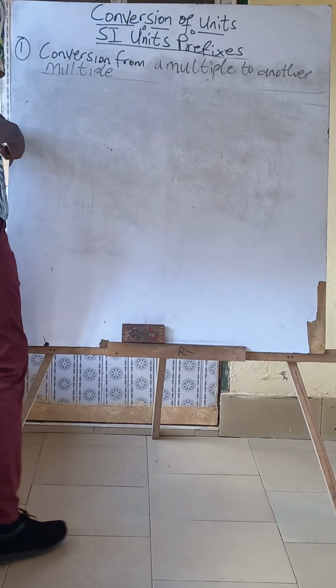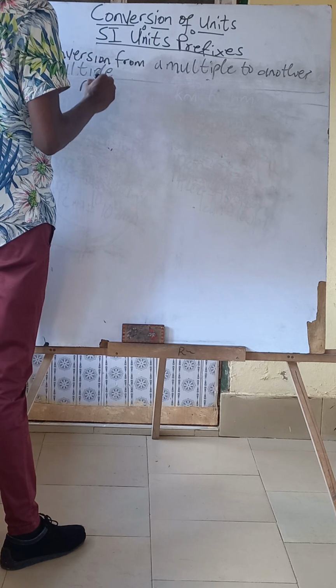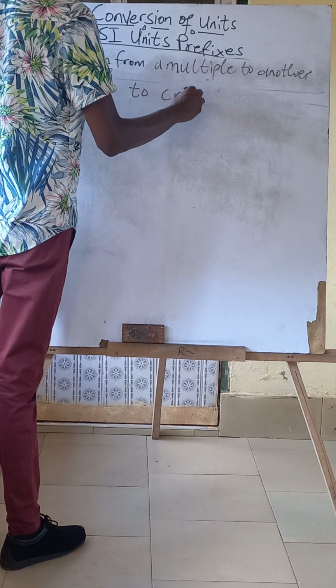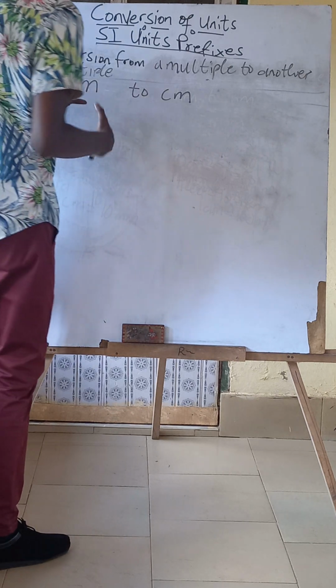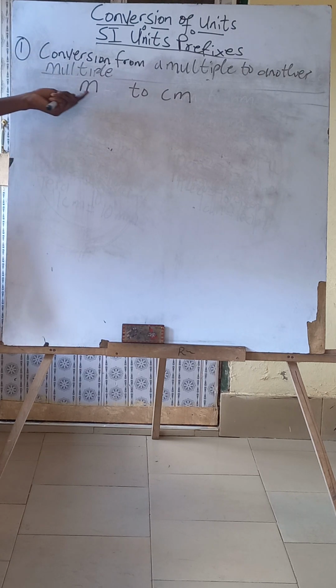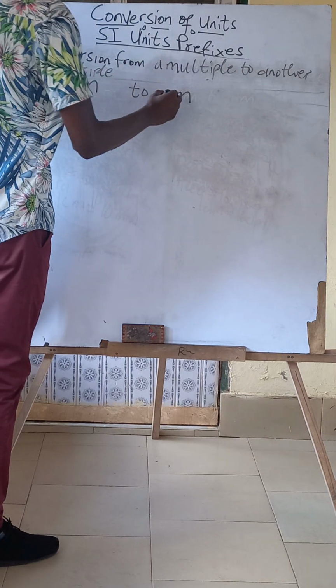So one last thing. What about when you are converting from meters to centimeters? How will you classify this, or how is this done? If you look at it carefully, you get to know that meters doesn't have any prefix, unlike centimeters.